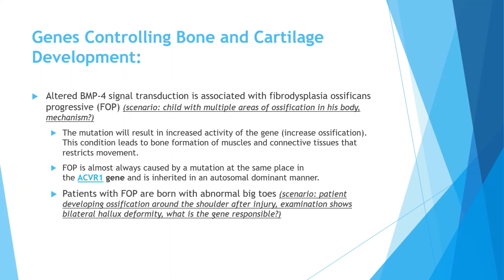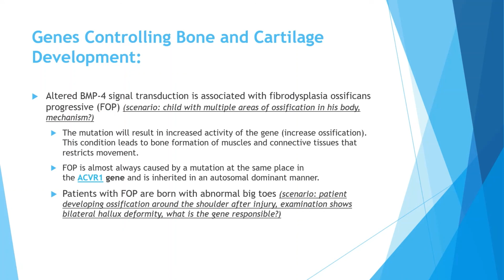We spoke at the beginning of the lecture about fibrodysplasia ossificans progressiva, the FOP. We said it's an autosomal dominant disease, and it's almost always due to a defect in the ACVR1 gene. This defect will result in altered BMP4 signal. When the BMP4 signal is altered, you get increased ossification. So the mutation in the ACVR1 gene will result in altered BMP4, and this altered signal will result in increased ossification.